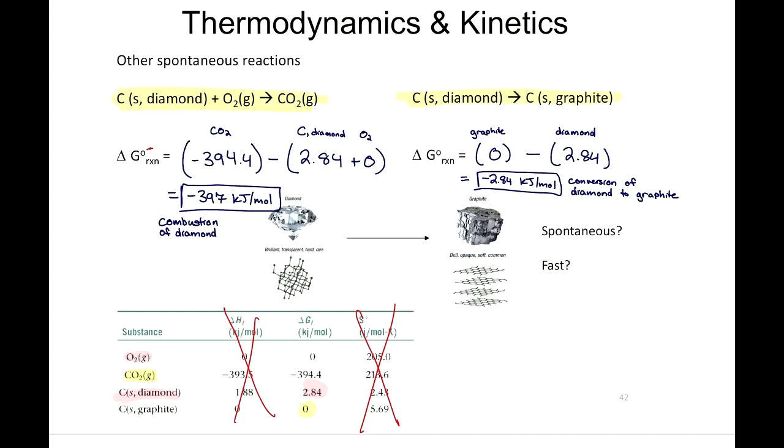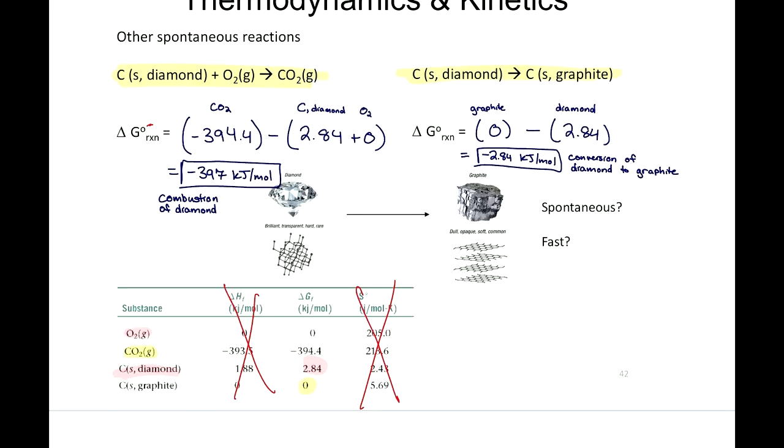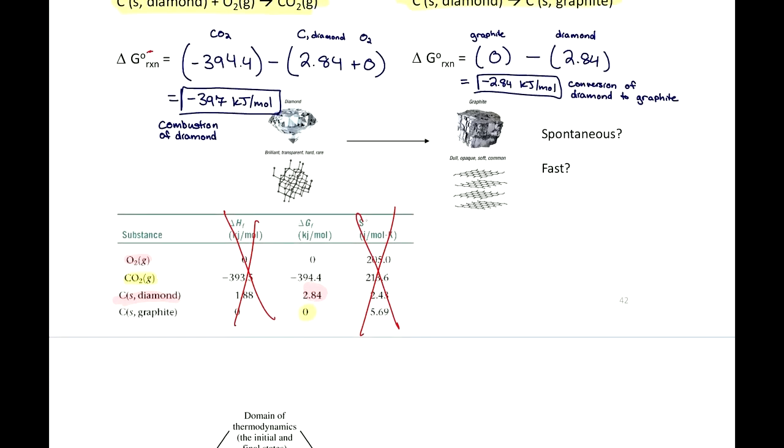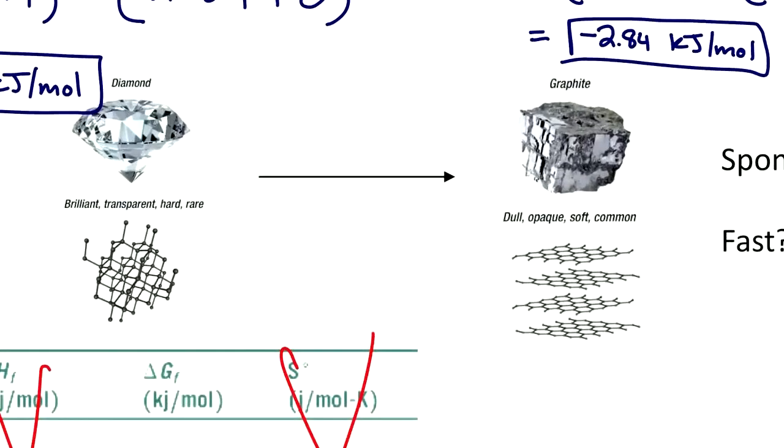But is this conversion fast? No, it's not. But just looking at this delta G value, I can't make that conclusion. I just want you to associate that just because it's spontaneous does not mean that the reaction is fast. Let me show you an example, and this is the last slide here. Is it spontaneous? Yes, but is it fast? No. This is what's happening on a molecular level. In diamond, we have the sp3 hybridized carbons. Every carbon is bonded to another carbon.